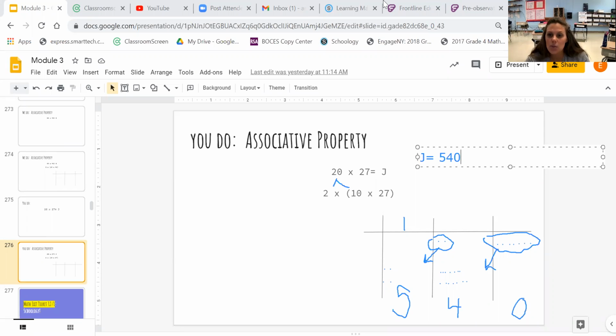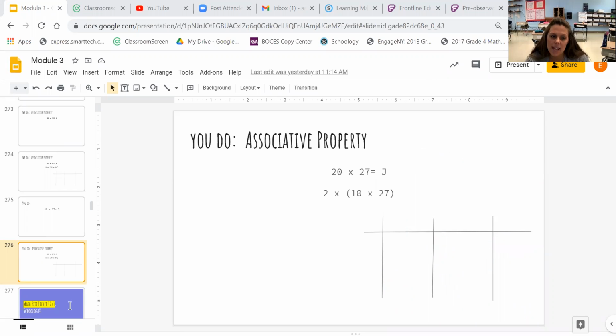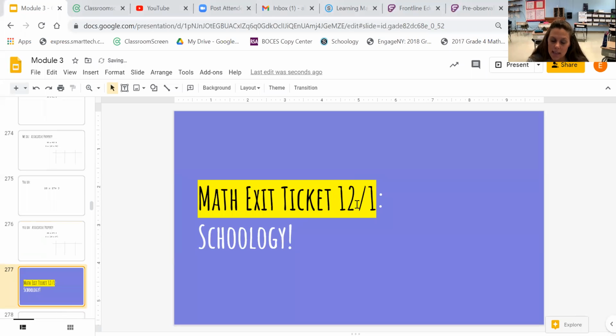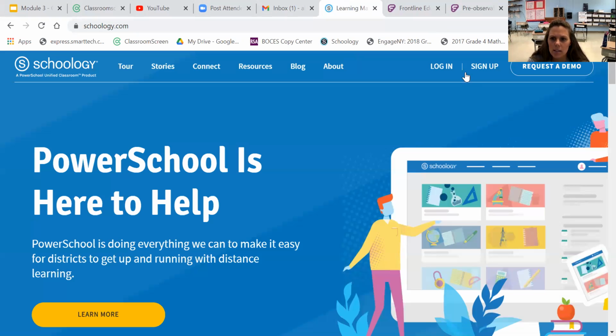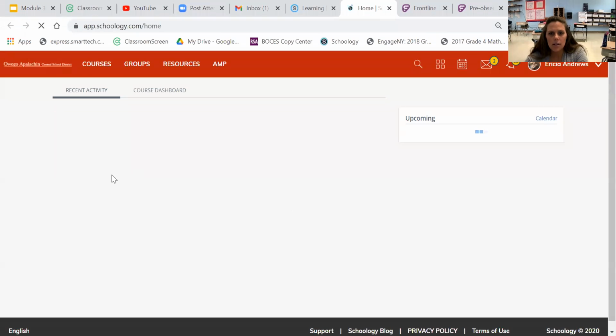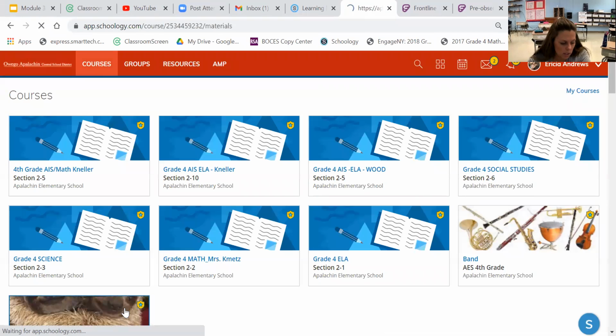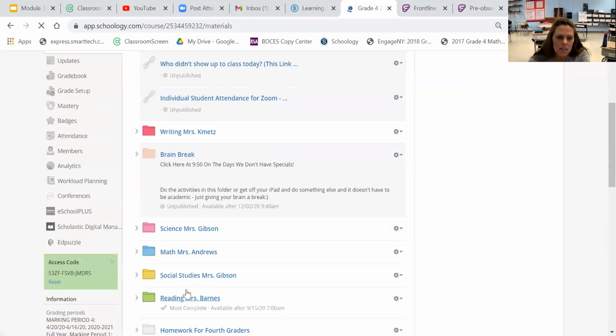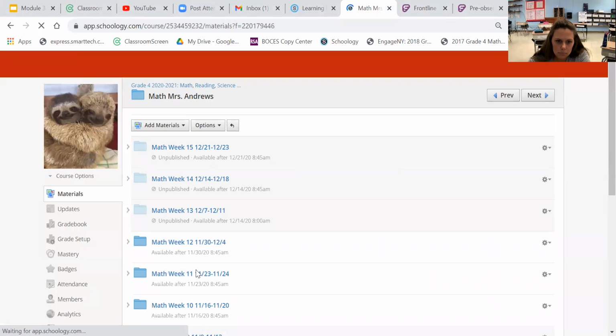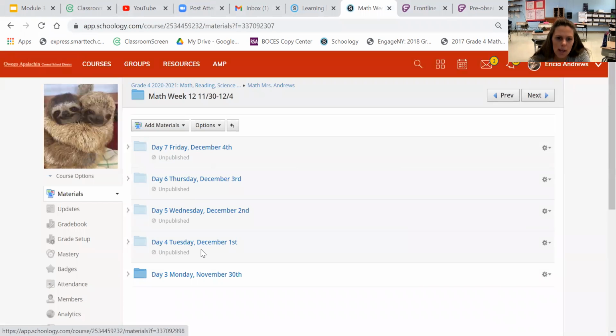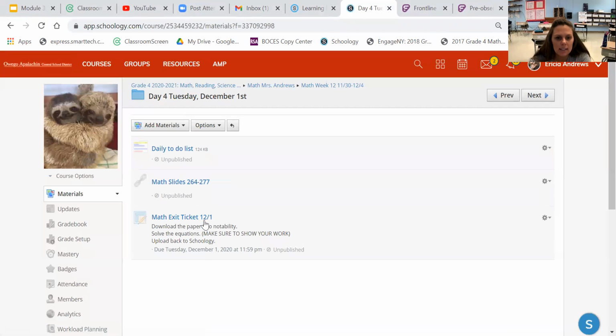Okay. What we're going to do now is I'm going to let you go ahead and do your exit ticket. So you can find your exit ticket in today's Schoology folder, and it's labeled 12-1. You'll notice when you get to Schoology, let me show you real quick. When you get here, you'll see in the math folder, it's week 12, today is Tuesday.